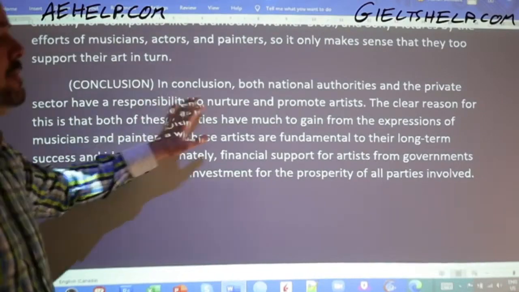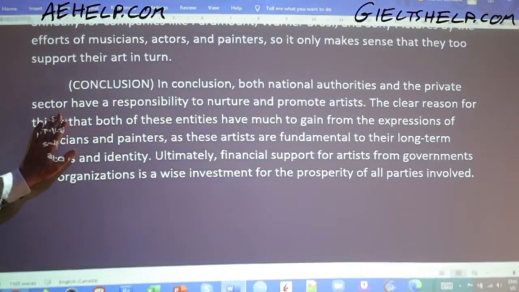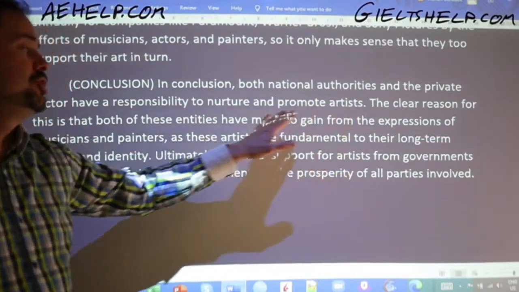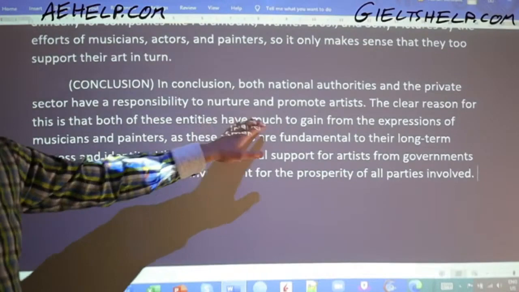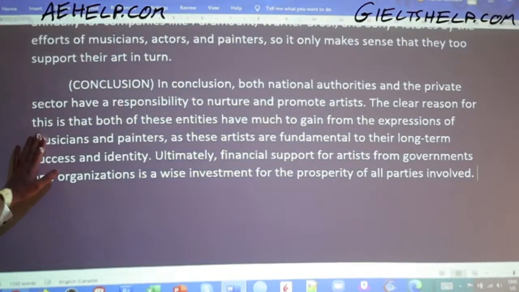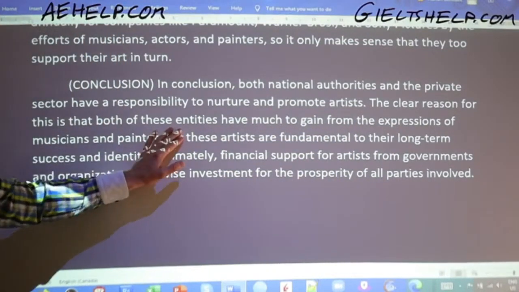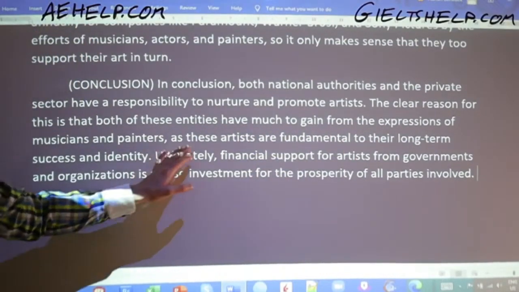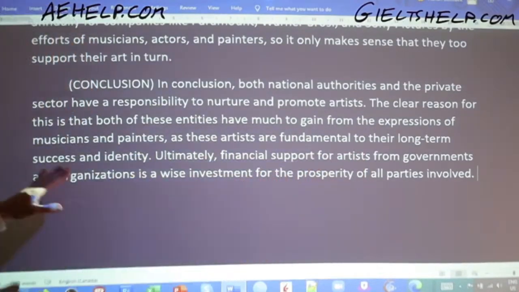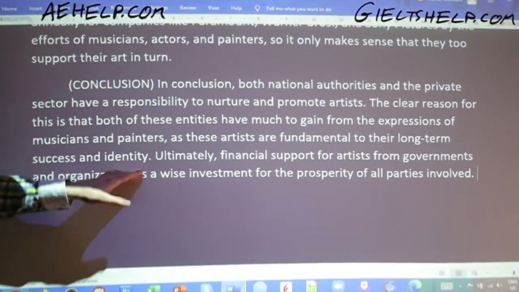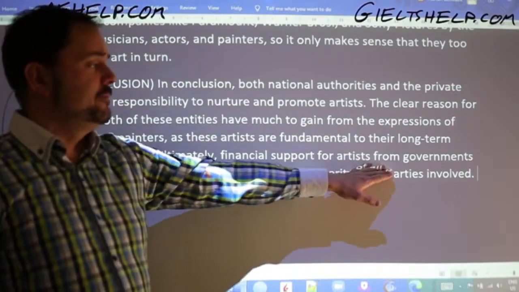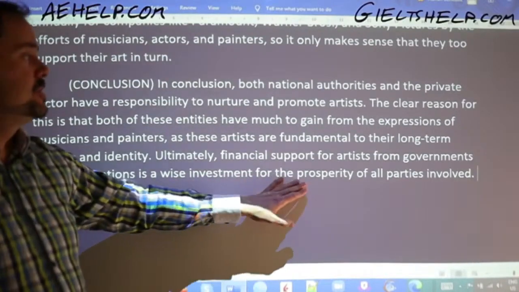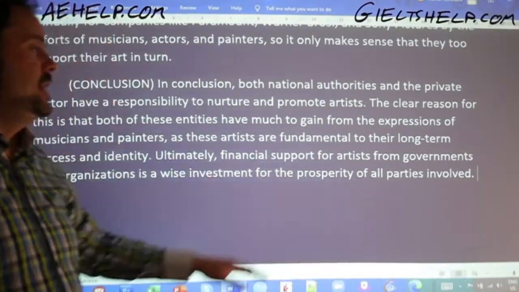In conclusion, both national authorities and the private sector have a responsibility to nurture and promote artists. Nurture means to take care of and to promote artists. The clear reason for this is that both of these entities have much to gain from the expressions of musicians and painters, as these artists are fundamental to their long-term success and identity. Ultimately, financial support for artists from governments and organizations is a wise investment for the prosperity of all parties involved.